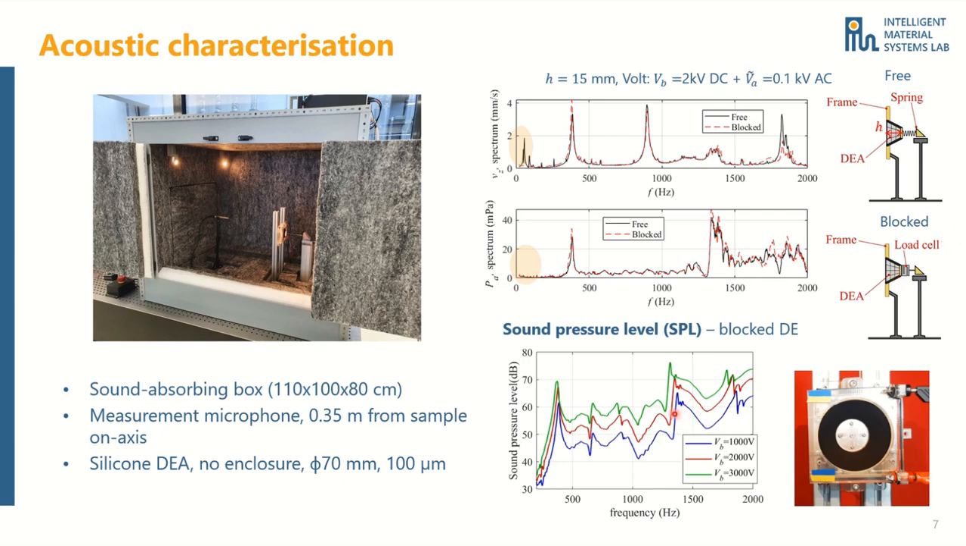In this plot, you see the sound pressure level generated by a cone DE membrane with blocked edges, and how it changes with the applied bias voltage. And in the movie on the right, you can hear the sound generated by a cone DE membrane with fixed rims.